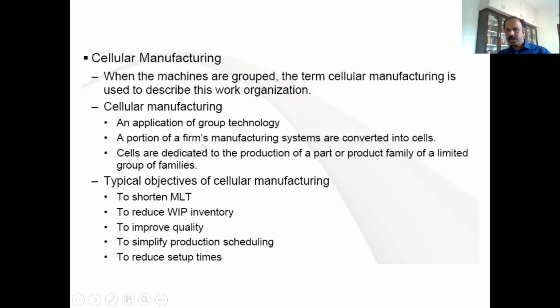Now there are plenty of other machines, but we are considering only a few types of machines, which we call the cell. So a cell consists of a few types of machines which are responsible for producing a particular type of product. Please observe this carefully. Cells are dedicated to the production of a part or product family, or a limited group of families.